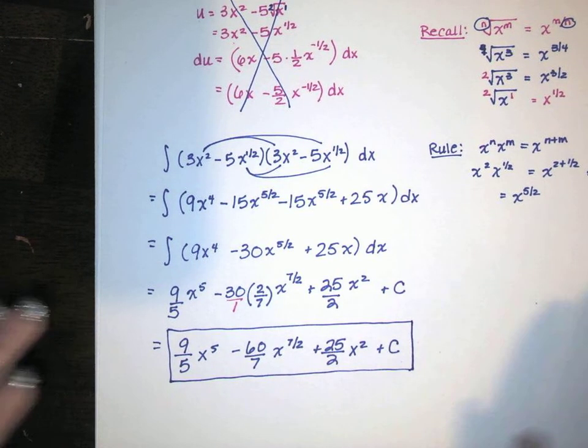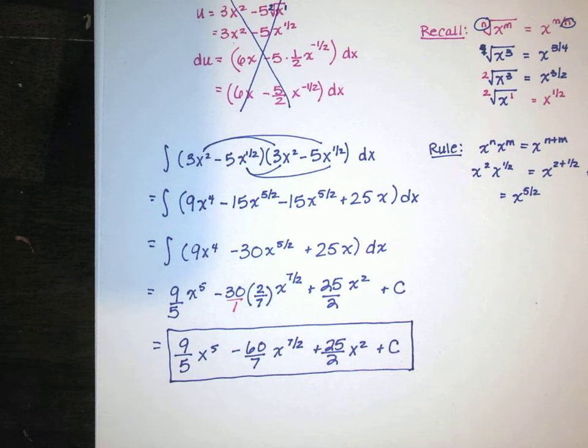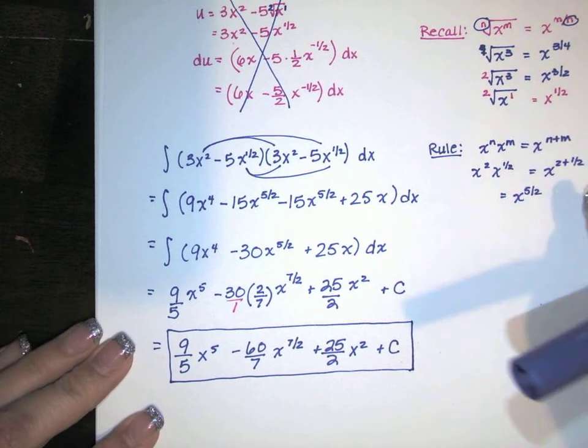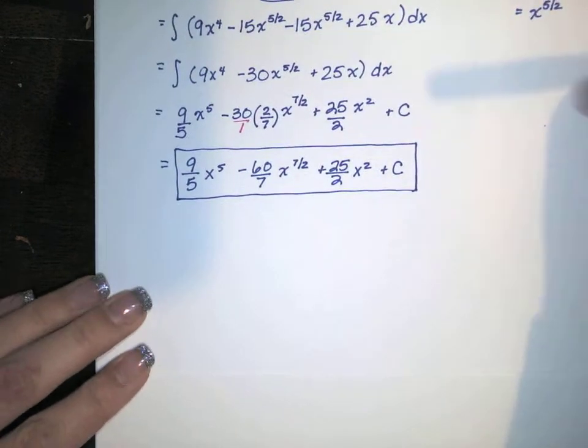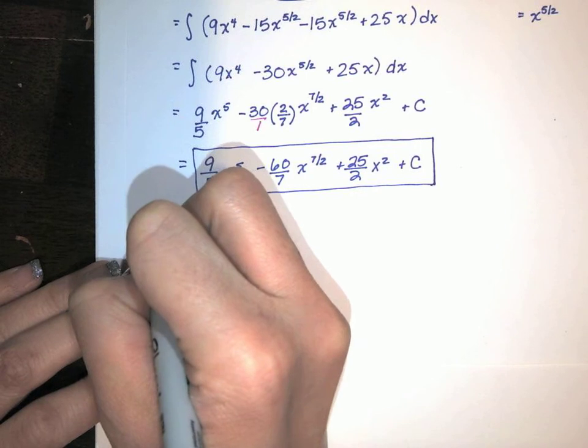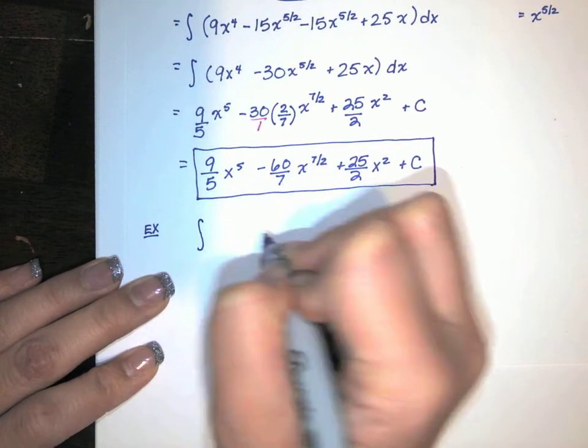So that is one example of where I would square a binomial or trinomial. Here's another one. Now this looks a little different.